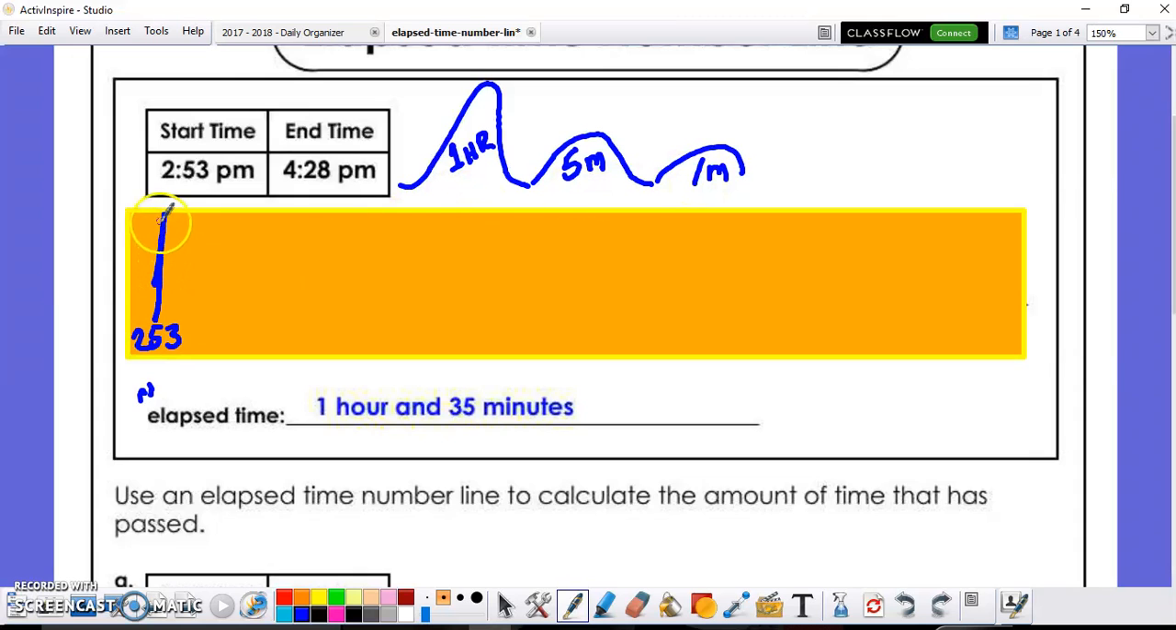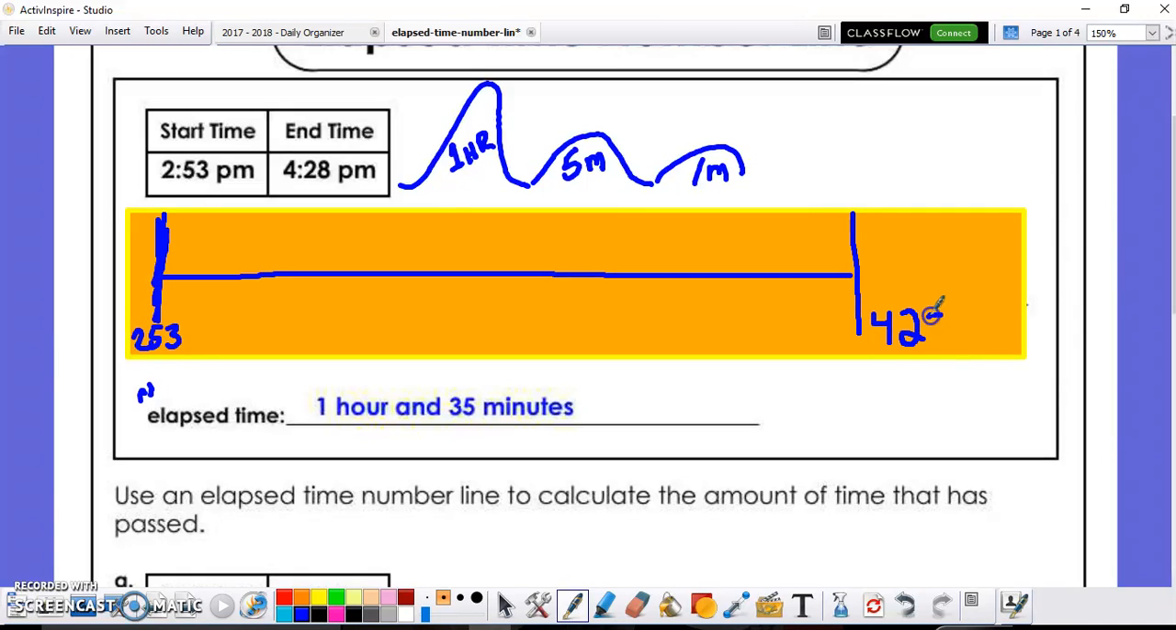So you start a timeline. Your starter is right here, and the timeline goes all the way through until you get to the finish line, which in this case would be 4:28. So obviously, you want to start out with the most amount of time that you possibly could have, which in this case would be a mountain. A mountain would be 1 hour.